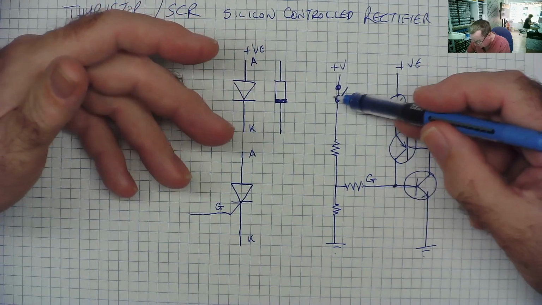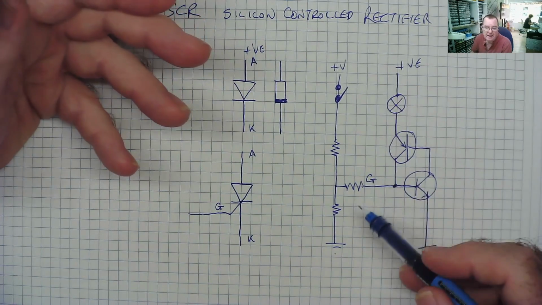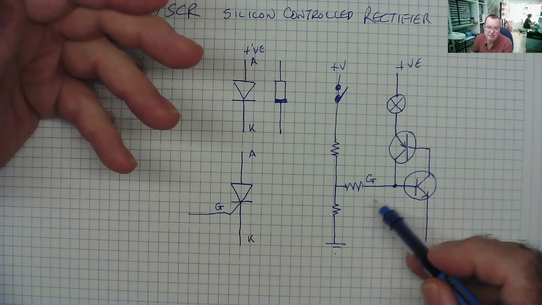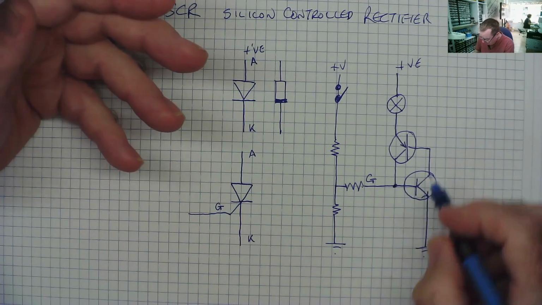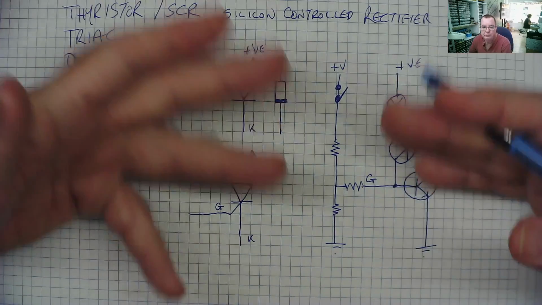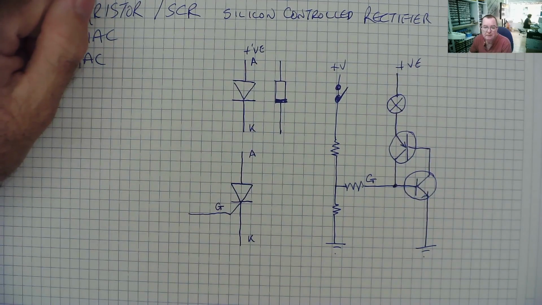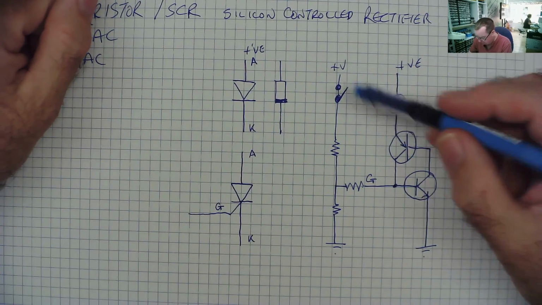If the switch is open, then the base of this transistor is held at ground, 0 volts, via these two resistors. So this transistor is off. No current can flow. There's no current path, okay? Now look what happens when we switch this on.